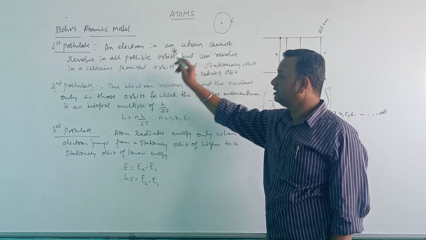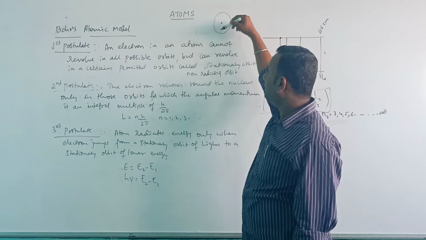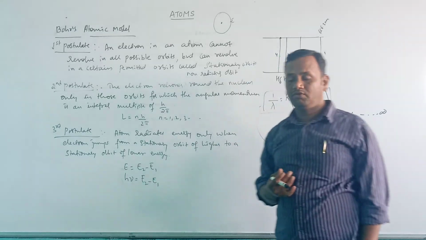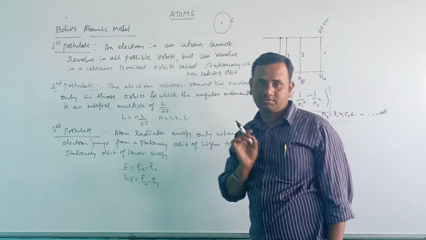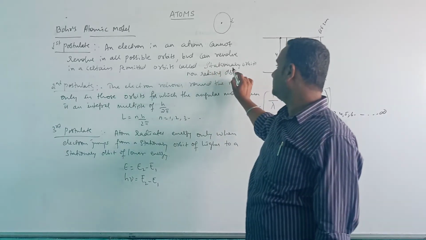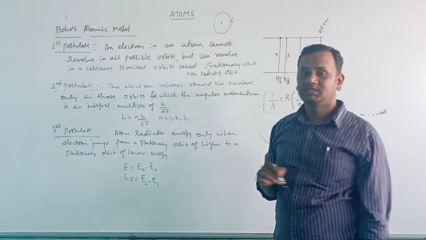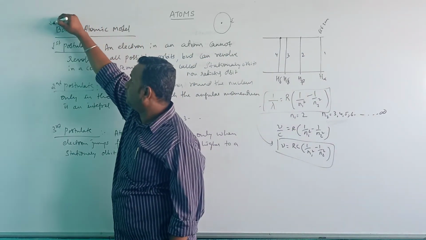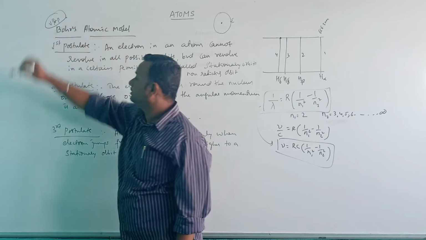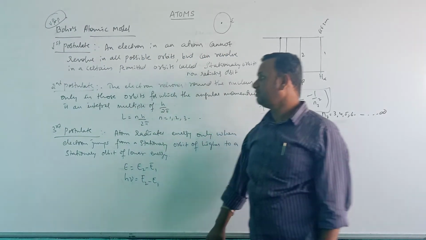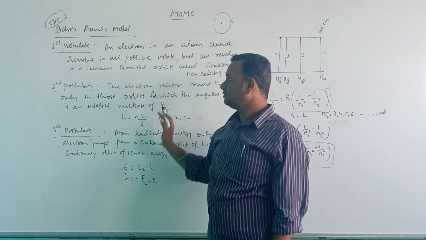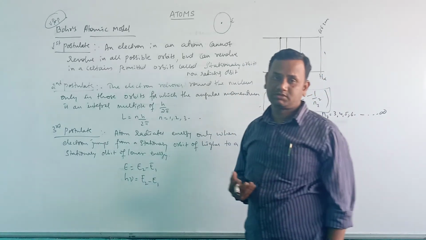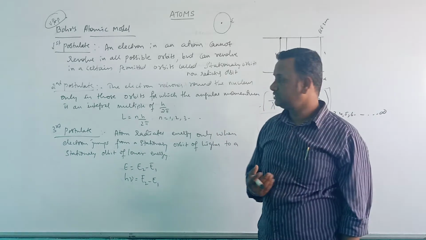Once again, an electron in an atom cannot revolve in all possible orbits, but it can revolve in certain permitted orbits. Such orbits are called stationary orbits, or non-radiating orbits. This topic is very, very important, dear students. From the exam point of view, they might ask you to explain Bohr's postulates, Bohr's atomic model.